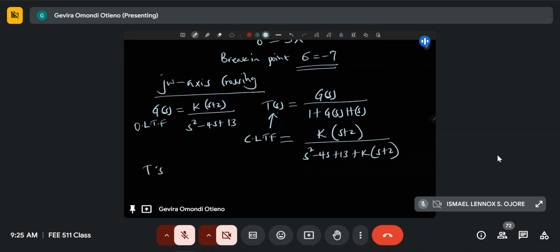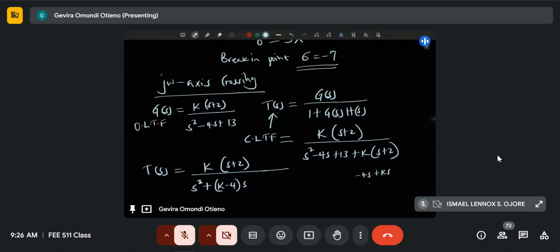So therefore, our transfer function, T of S, is K into S plus 2 over S squared. Please take note, there is minus 4S plus KS. So I need to put it in order. I want all of them to be plus. So I have minus 4S plus KS, which could be the same as K minus 4 into S.